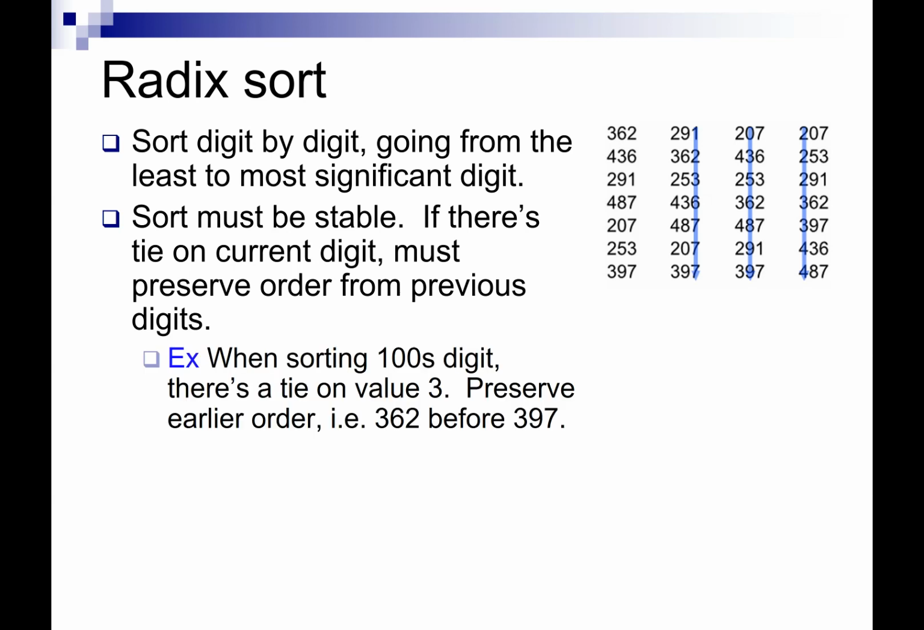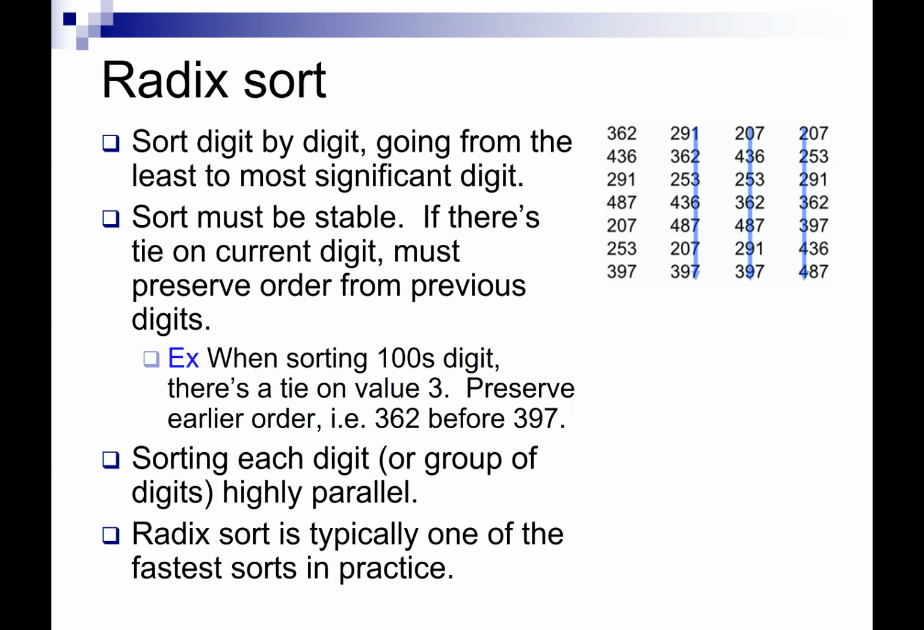As an example of this, suppose we're sorting on the hundreds digit over here. When you're sorting, you're going to get a tie on the threes. In that case, you need to look back at the tens digit, and you need to see what order these two numbers are in. On the previous digit, you have the 362 before the 397, and so here, when you have a tie, you need to maintain that order in order for the sort to be stable. So you need to keep 362 before 397. That's the stable sort, and we have to use a stable sorting algorithm in order to implement radix sort.